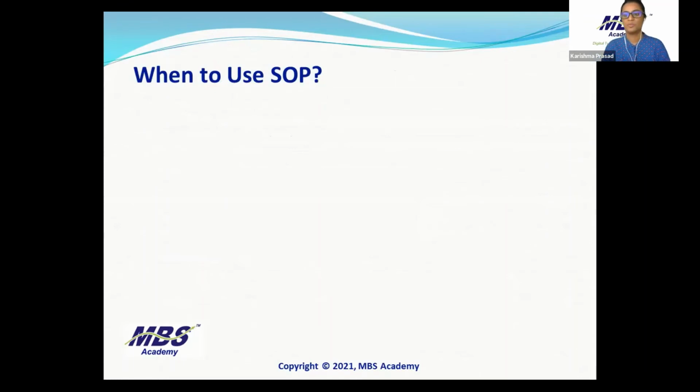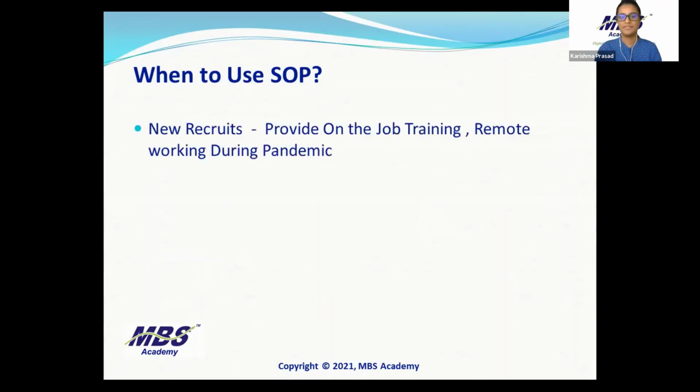Now you may ask, when do we use SOPs? The first is very clear to everybody: for new recruits. When somebody comes into the organization, we give them an SOP so that they're able to know their job. When I joined the workforce, I remember several years ago, my manager came up to me and handed over this thick file and said, this is what you have to do and this is how your KPI will be drafted. When I opened the file, it was a list of SOPs that the company had. So an SOP is a very useful tool for new recruits as well.